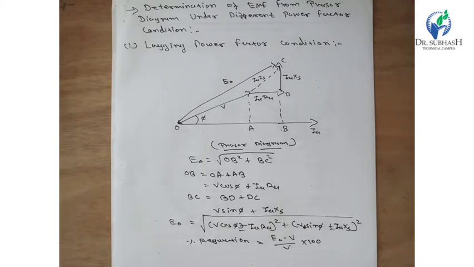This method is also called the EMF method because the voltage drops from the armature reaction are considered part of the EMF quantity. Now we discuss the second point, the unity power factor connection.